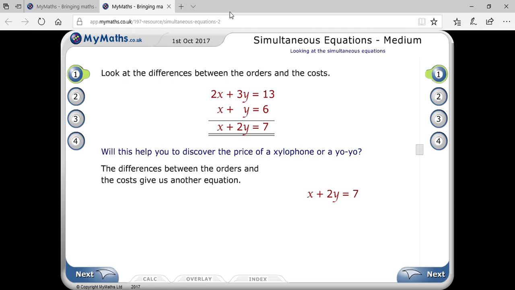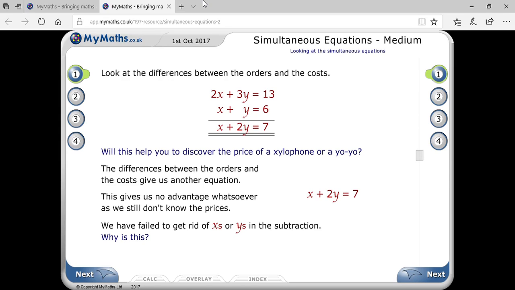Will this help you to discover the price of the xylophone and yo-yo? The difference between the orders and the costs gives you another equation. X plus 2Y equals 7. Okay, X plus 2Y equals 7. They are subtracting that firstly. So you will get this equation, X plus 2Y equals 7.